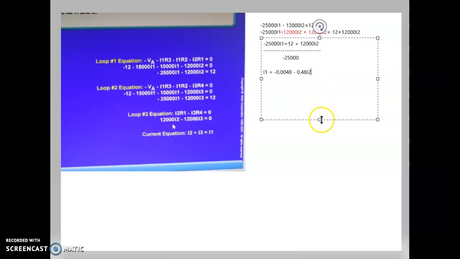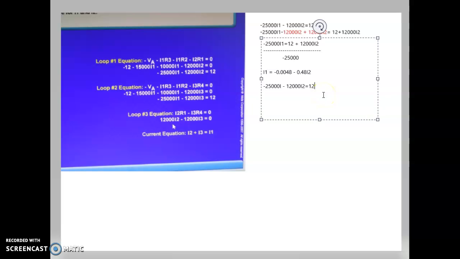but we do have I1 defined in terms of I2. So now, instead of defining I1 in terms of I2, I'm going to define I2 in terms of I1. We may not always have to do this, but in this particular case, we did. So I'm going to retype the original equation, 25,000 I1 minus 12,000 I2 equals 12. Sorry, I got the little text box in the way, but you can see it right over here.